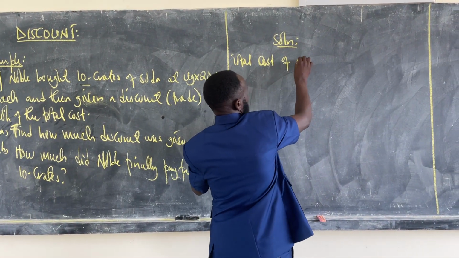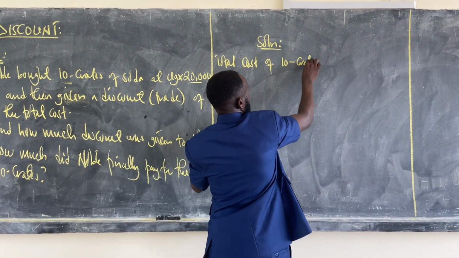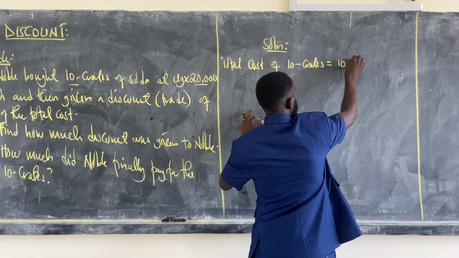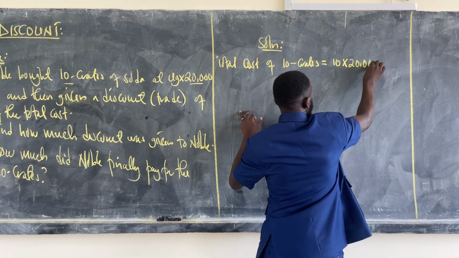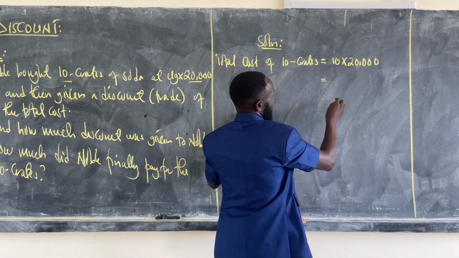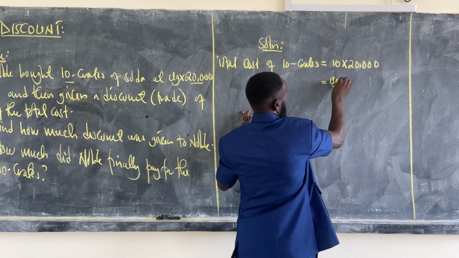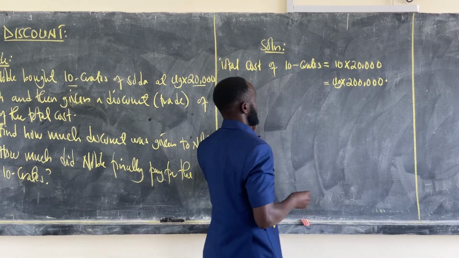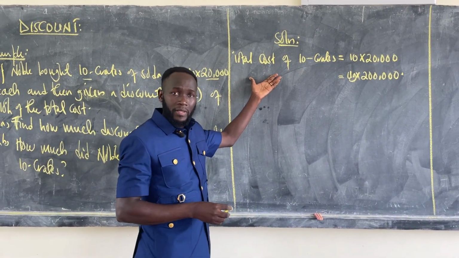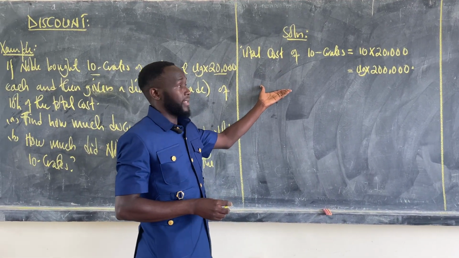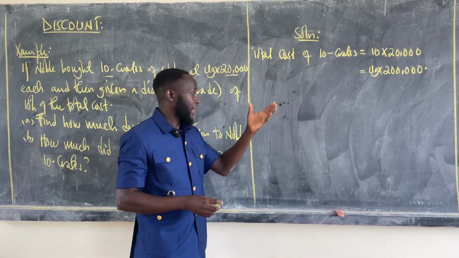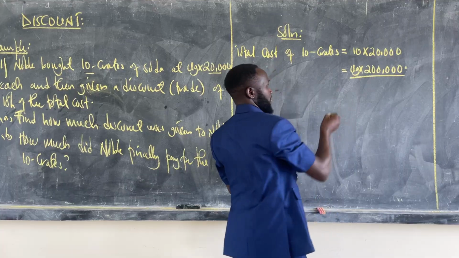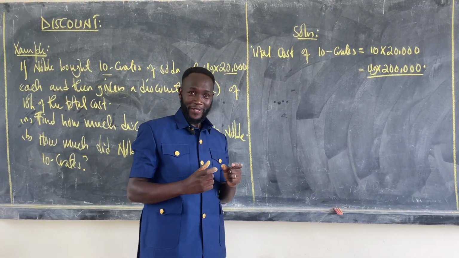of 10 crates will be 10 crates times 20,000, which gives us 200,000 for the 10 crates. It implies that if Noble had decided to buy without a discount, this person was supposed to pay 200,000. I'm very sure we are moving together.